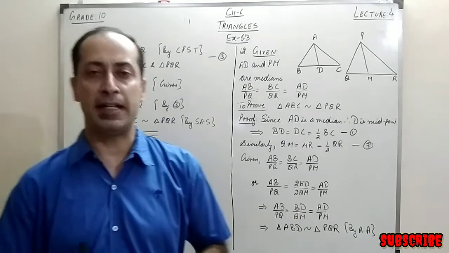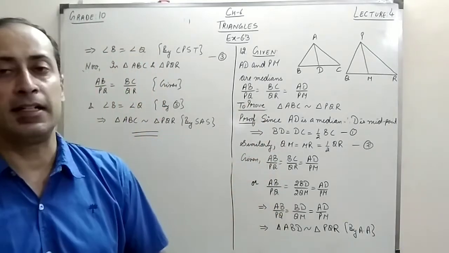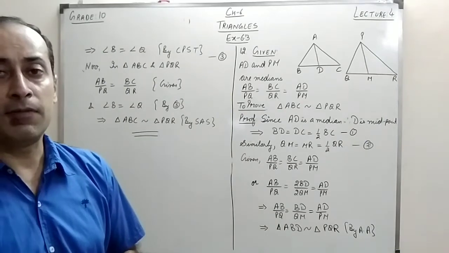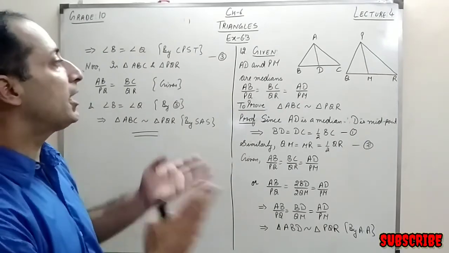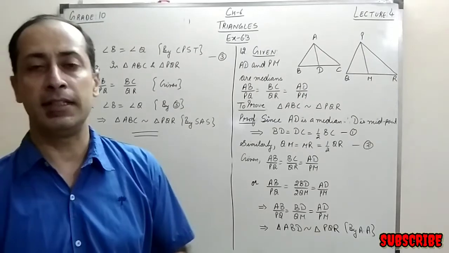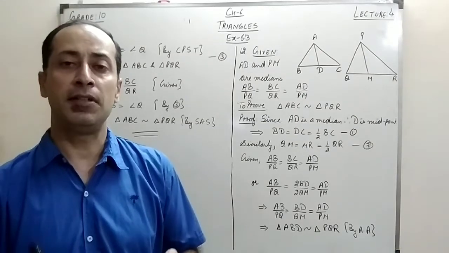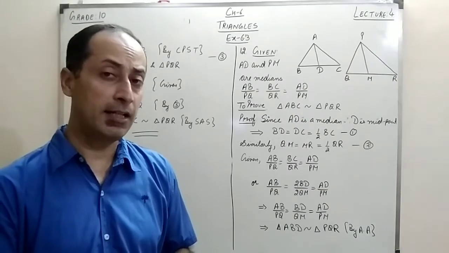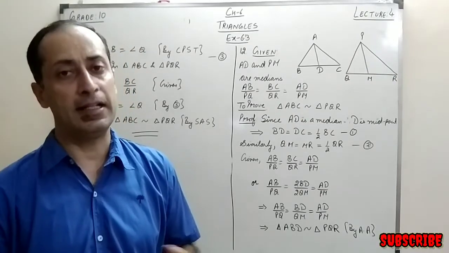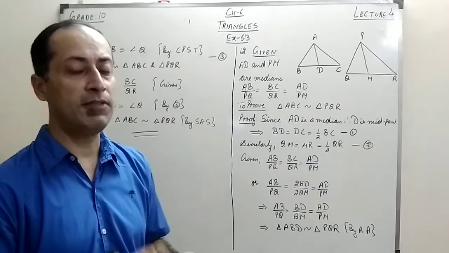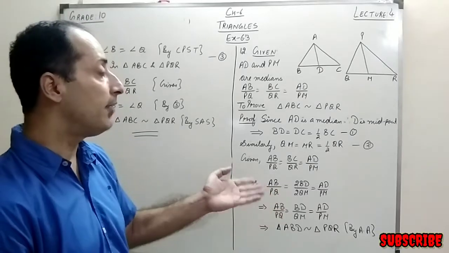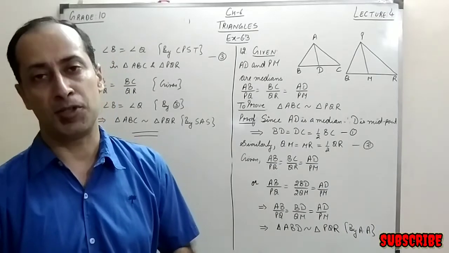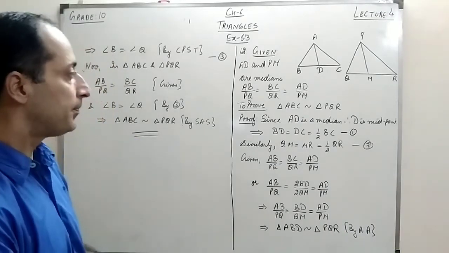See, if you talk about SSS, we require the third side, that is AC from here and PR from the other triangle. And if you talk about three angles, we are not given anything about the angles, that the angles can be equal. It means AA property is discarded. It means either I can apply SSS or SAS, right? Either I can prove one of the angles is equal, or I will have to prove that the third side is also in the same ratio, or they are in proportion, right?